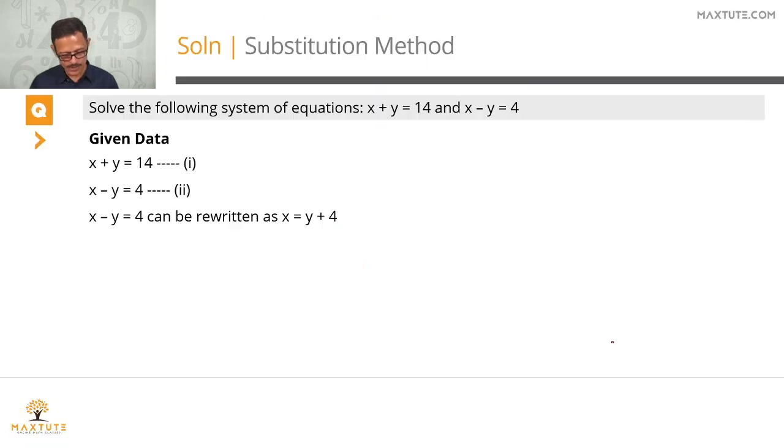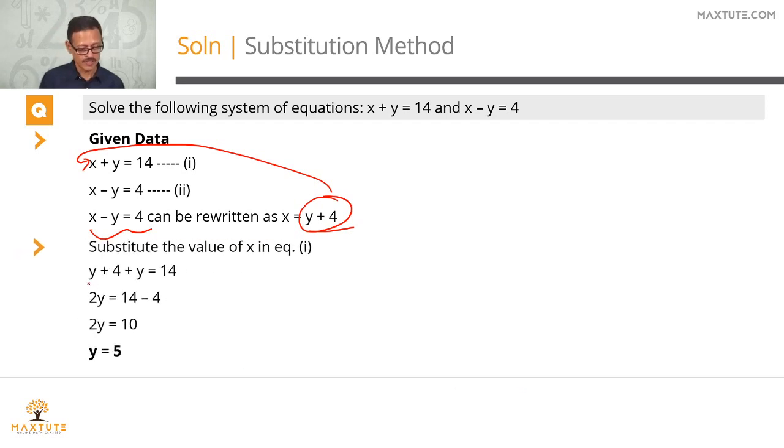Let's summarize it in a printed form and recap it once. We are rewriting the second equation as x equals y plus 4. Step 2, we are going to substitute y plus 4 as x in the first equation. That's what you have done. This is x, translating to y being equal to 5.